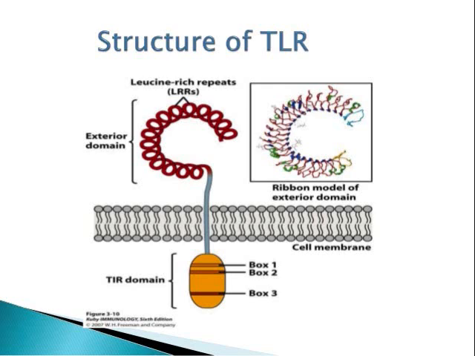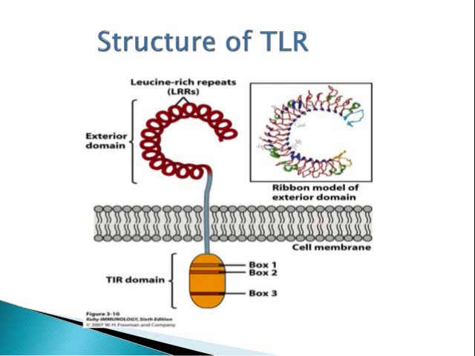So TLRs actually occur in a family. They're type 1 transmembrane proteins, and they're characterized by an extracellular domain containing leucine-rich repeats. These leucine-rich repeats essentially form a horseshoe shape, and then there's also a cytoplasmic tail that contains a conserved region called the TIR domain, the toll IL-1 receptor domain.